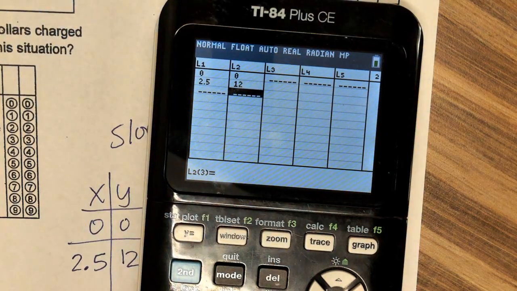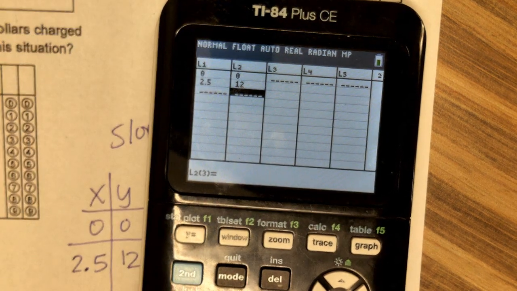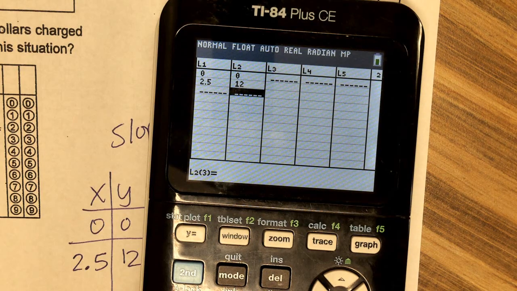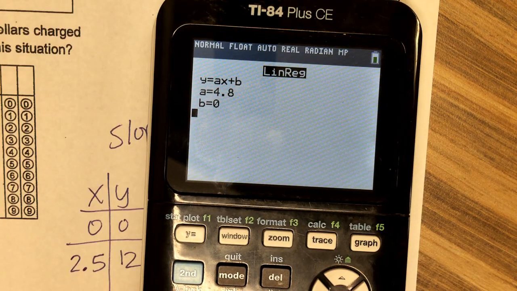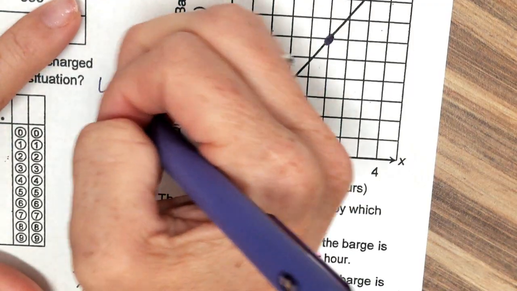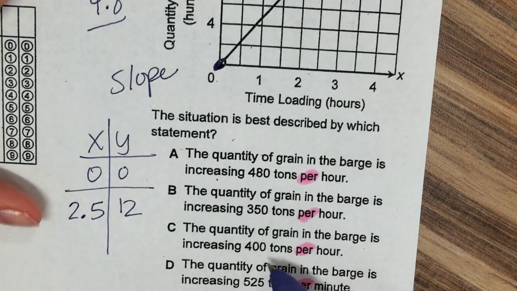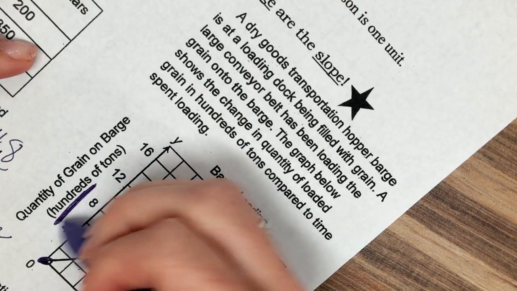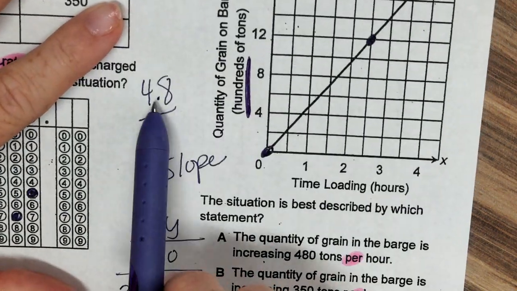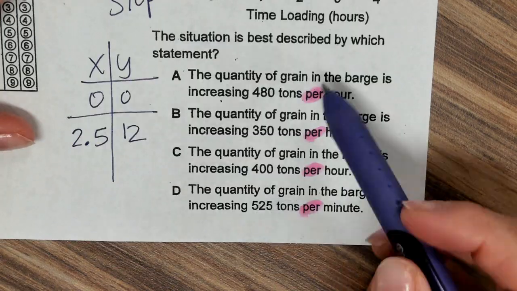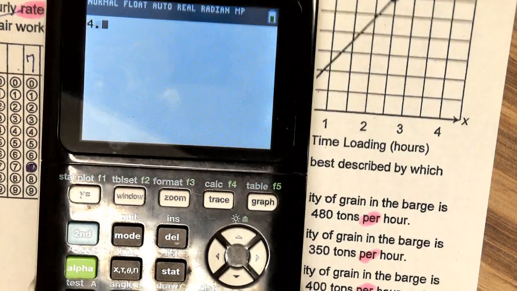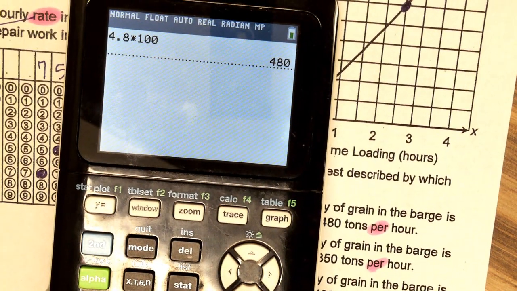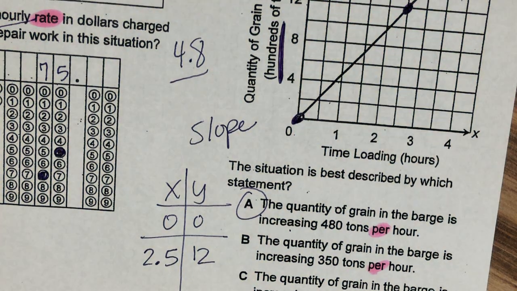I should see everybody doing this. Now I'm going to go to Stat Calc, option 4. What is the slope? Now stop and look. None of the answers say 4.8, do they? The reason is over here, what does it say? Hundreds. That means this answer needs to be multiplied by 100. But which of these is going to be the answer? A. But watch, 4.8 times 100 is 480. That's why it didn't have 4.8.